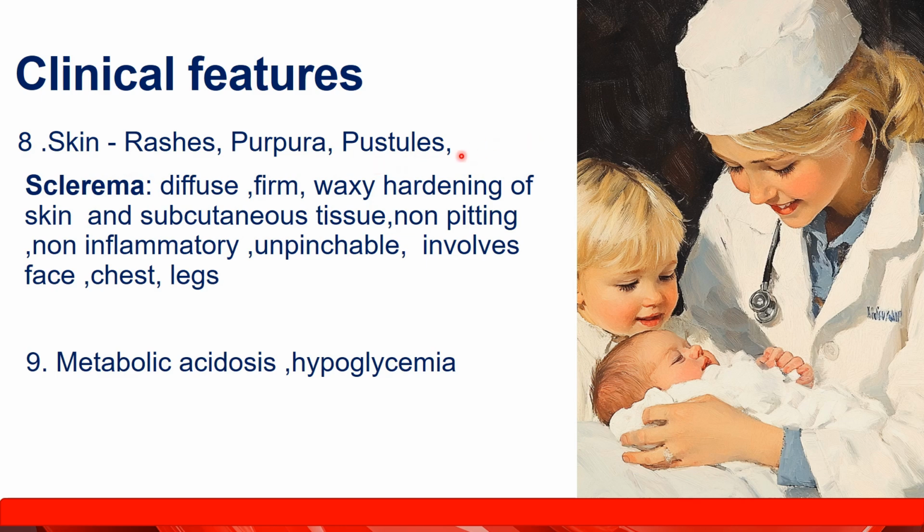More than 10 pustules are significant. And there can be another skin finding known as scleroderma, where there is a diffuse, firm, waxy hardening of the skin and subcutaneous tissue. It is non-pitting, non-inflammatory, unpinchable, and it involves the face, chest or legs. Sometimes this is even known as woody hard, because it gives a feeling of woody hardness due to hardening of the skin and subcutaneous tissue. So these parts, face, legs and chest, become very hard in scleroderma. And metabolic acidosis and hypoglycemia are other features.